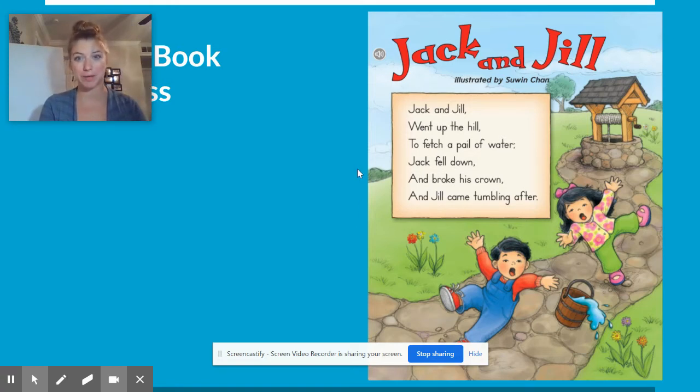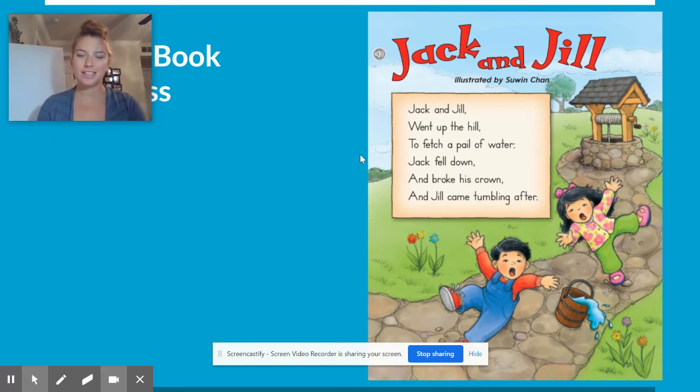Lock those rhyming words in your brain. The title is Jack and Jill. Jack and Jill went up the hill to fetch a pail of water. Jack fell down and broke his crown, and Jill came tumbling after.